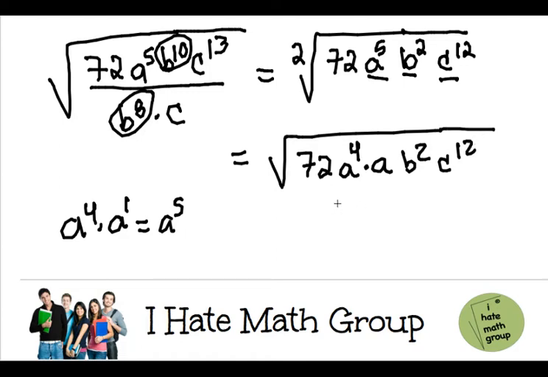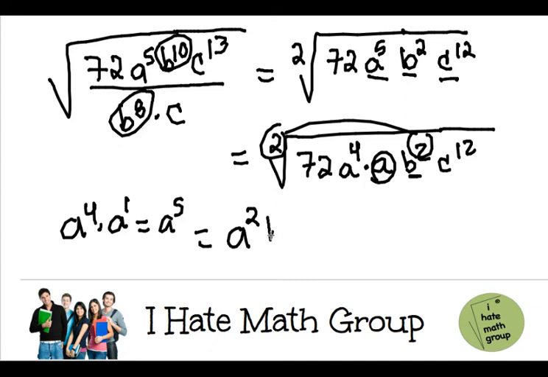Now, let's go ahead and work on the letters only, and then we'll worry about the 72. Here I have a to the 4th, which is going to come out as, remember, you're going to divide it by 2. 4 divided by 2 is a squared. Then this a stays. Then 2 divided by 2 is just going to be b. And finally, 12 divided by 2 is just c to the 6.